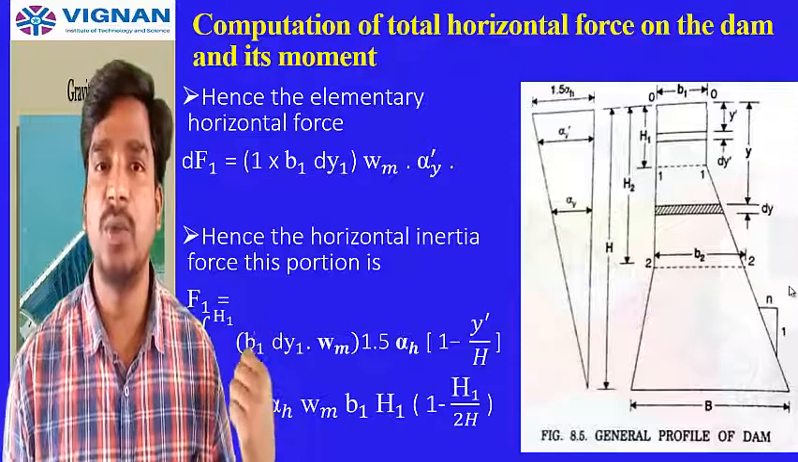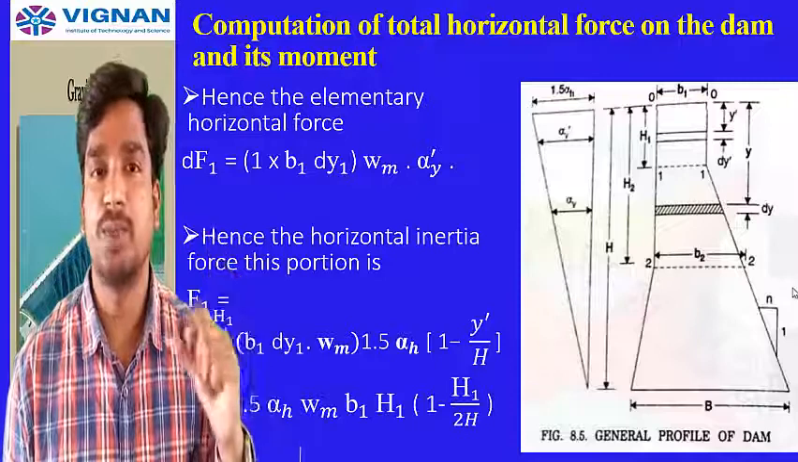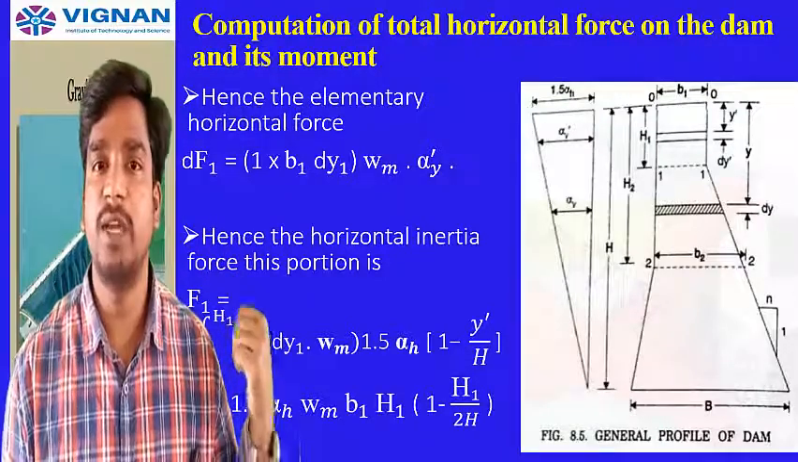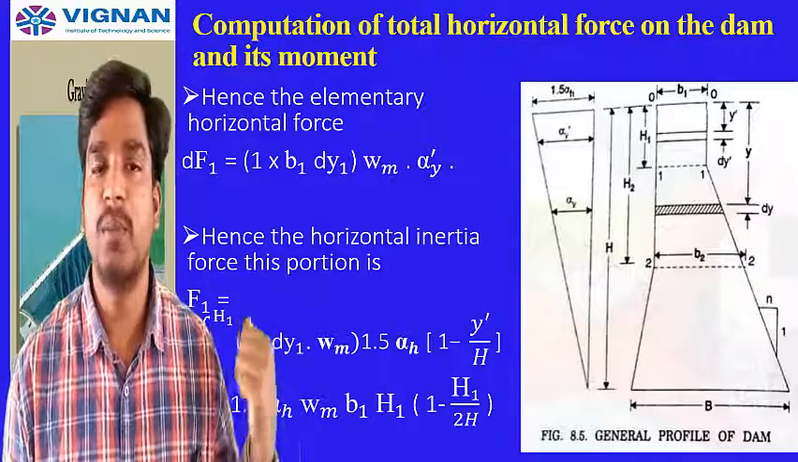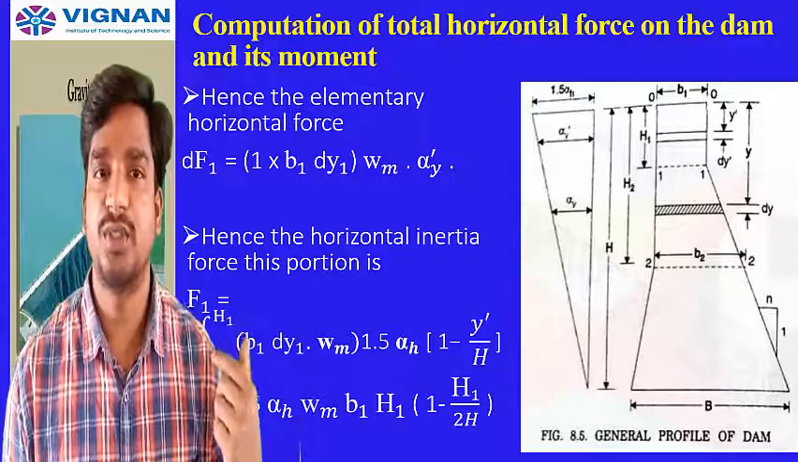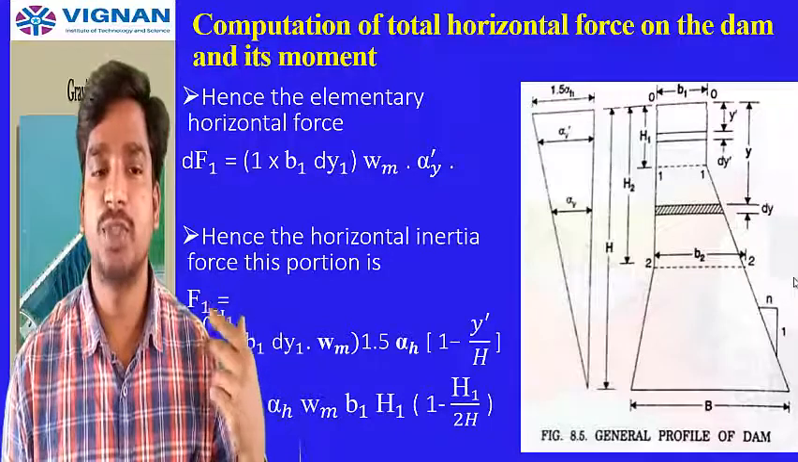So F1 is equal to the integration from 0 to H1, because the height of the portion is H1. So from 0 to H1 we can consider this as B1 dy1 into Wm into 1.5 alpha h into 1 minus y dash by h. Okay, so y dash is the distance of the elemental strip in the first portion.